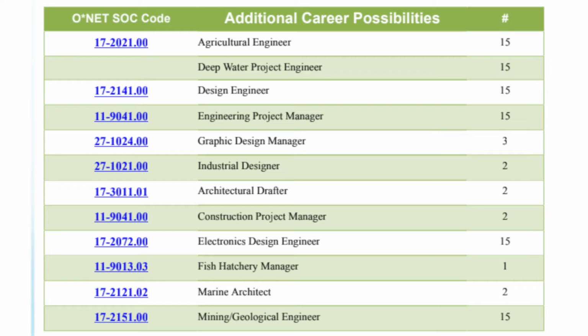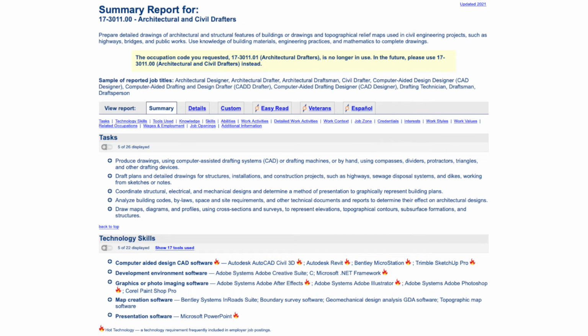So let's take a look at, for example, architectural drafter. When you click on that live link, and they will be live because we'll be sending you a PDF report, it'll take you out to the O*NET, which is a huge website of information and data about these jobs and careers. So here we have architectural and civil drafters. It gives you an explanation of what the type of work is that you're doing. Prepare detailed drawings of architectural and structural features. Makes sense, right? And it gives you titles that you might hold depending on the job that you get hired for. And then it gets into the weeds of the job, day in the life of kind of stuff.